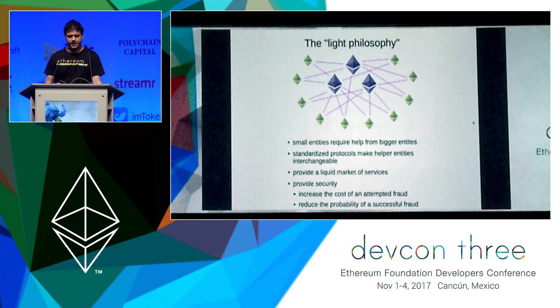So we can ensure a continuous service with reasonable prices, and also we can still provide security, not with the regular Merkle proofs like in the classical light client, but we can still increase the cost of an attempted fraud by using security deposits, and also reduce the risk of a successful fraud by using multiple paths and detecting any attempted fraud right away.